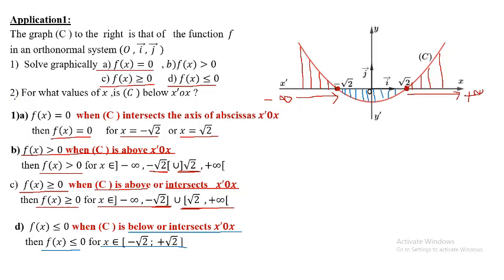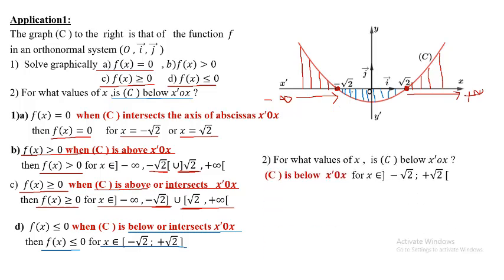Now let us complete. 2. For what values of x is C strictly below x prime x? Look at the figure. It is very clear C is below x prime x if x goes from minus radical 2, of course open at minus radical 2, to radical 2, also open at radical 2. Don't close the interval at minus radical 2 and at radical 2, since f of minus radical 2 equals f of radical 2 equals 0. Let us complete.